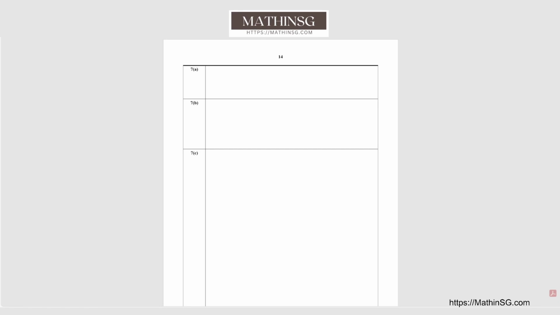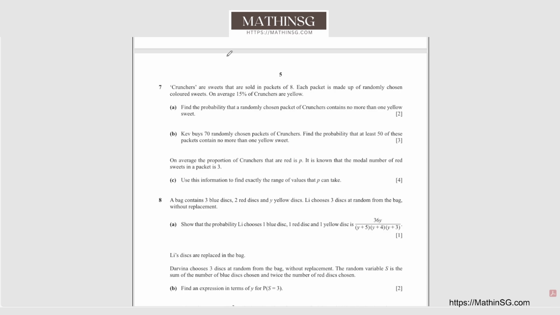Let's do question 7. So question 7 is a binomial distribution question. So crunches are sweets that are sold in packets of 8. Each packet is made up of randomly chosen colored sweets. On average, 15% of the crunches are yellow. So in A, you're asked to find the probability that a randomly chosen packet of crunches contains no more than one yellow sweet. So we will define a binomial distribution X.